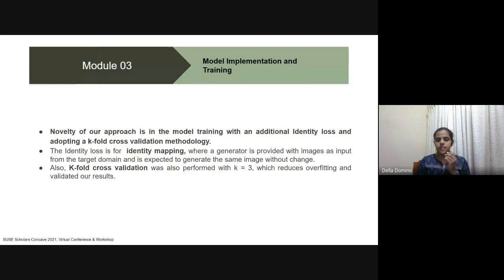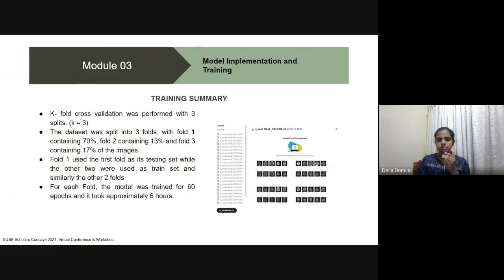Now, the novelty of this approach, as against what was suggested in the original CycleGAN paper, is the use of the optional identity loss for identity mapping, and going forward with a k-fold cross-validation approach. It was taken in order to reduce overfitting and also to validate our results. We used three folds by taking the k value as 3.